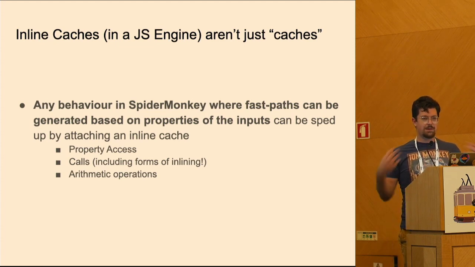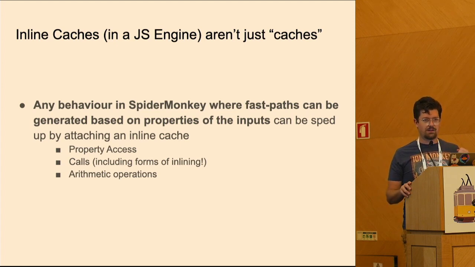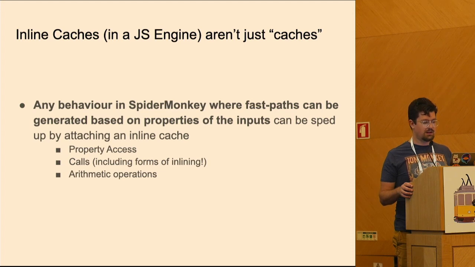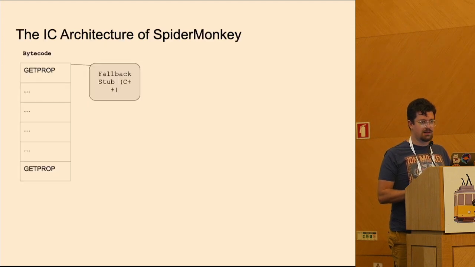So we adopt the approach inside of SpiderMonkey that essentially any behavior that can be specialized based on something about the input types can get an inline cache. And so this includes things like property access. This includes things like calls. This includes things like arithmetic operations. And in calls, we can even do things like a simple form of inlining. Now, we're going to talk a little bit about the inline cache architecture inside of SpiderMonkey.